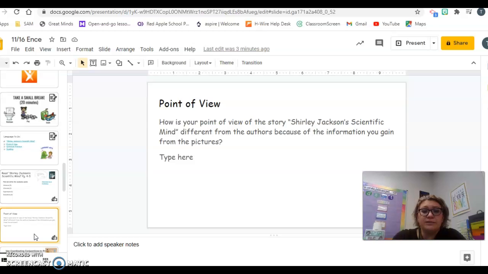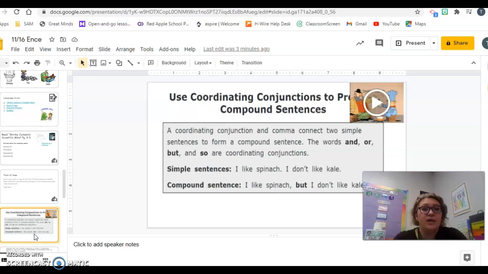Okay, so how is your point of view of the story Shirley Jackson's Scientific Mind different from the author's because of the information you gain from the pictures? So looking at those pictures, what do they help you understand? And how does that change your point of view?